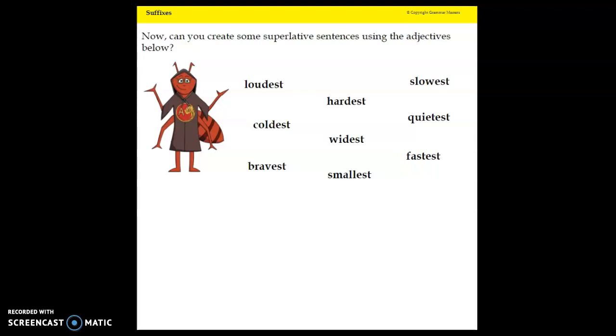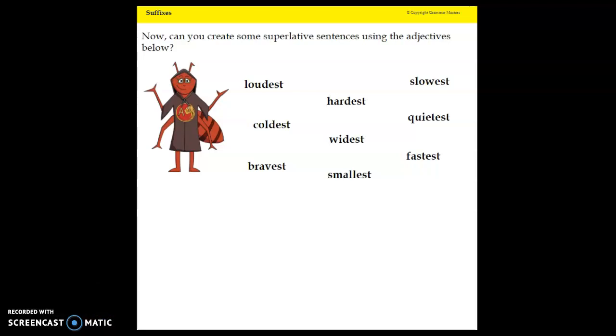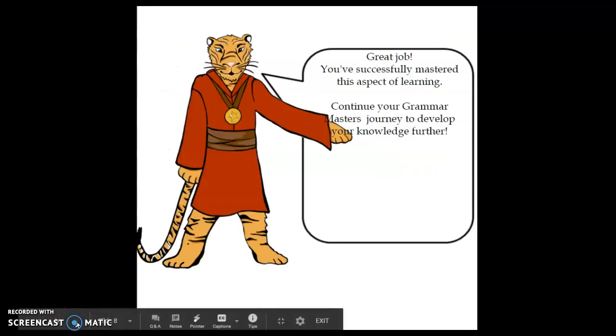Make sure that you're spelling the words correctly, and make sure as well that when you're writing your sentences, they all have capital letters and full stops, or it could be other kinds of punctuation as well. So I look forward to seeing your sentences and well done.